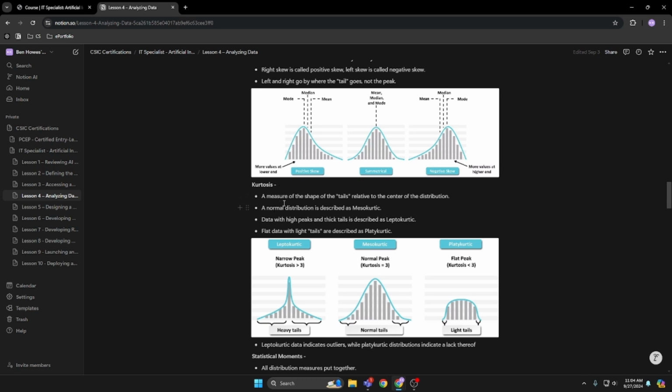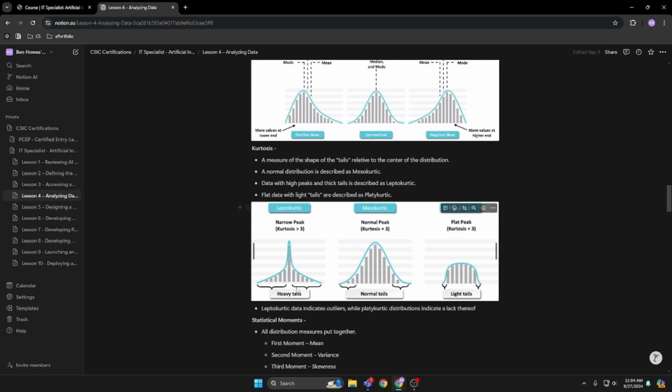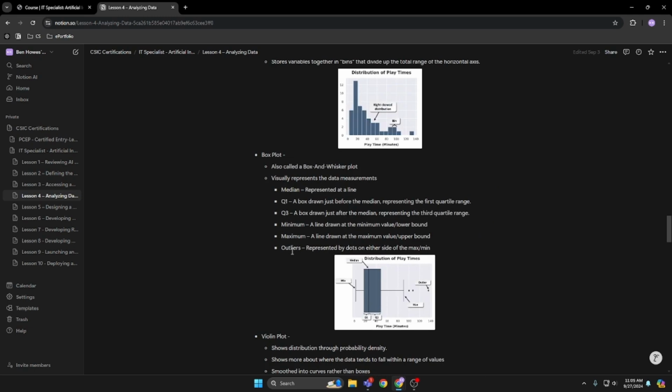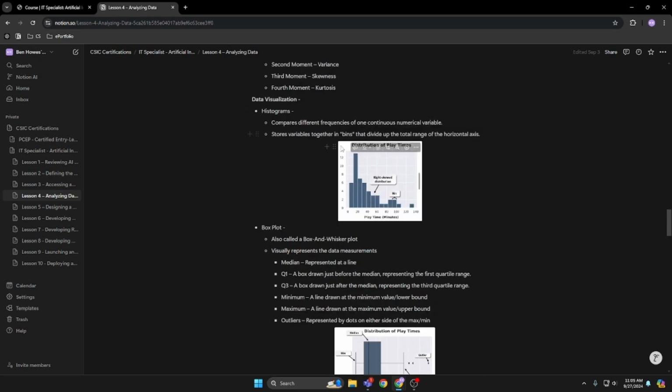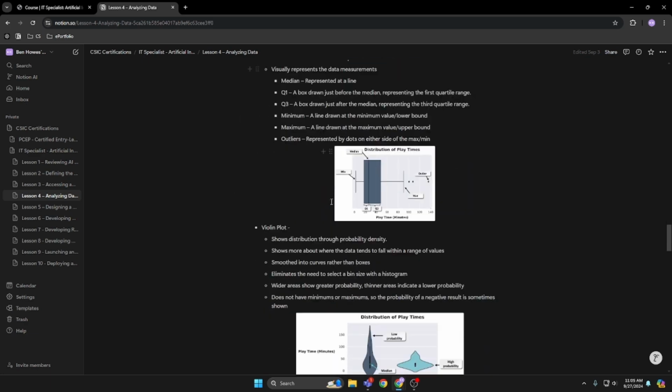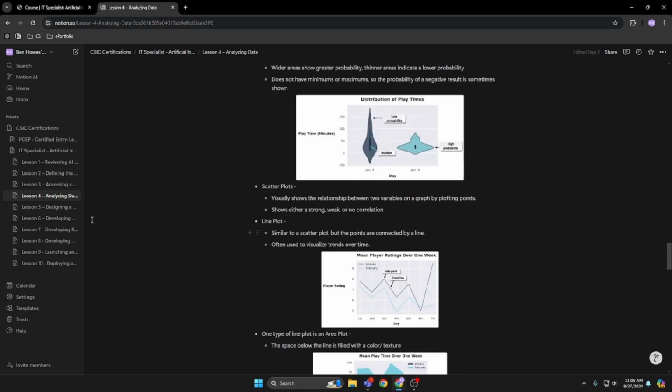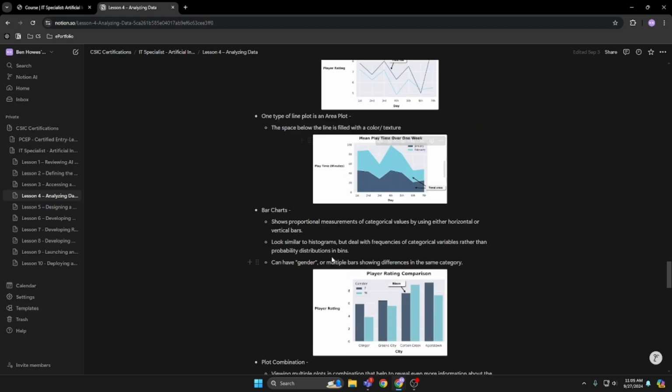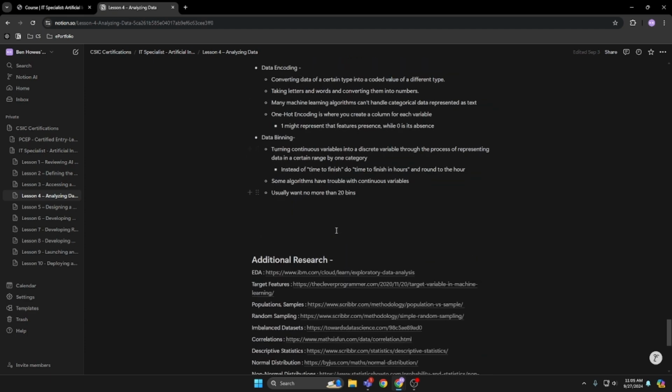I also talked about kurtosis, I think is how you say it. But pretty much just how big the tail is. So the tail would be like this little slope right here, so you can see on either end. These are heavy tails, normal tails, and then these are light tails because they're just small little curves. But yeah, it also showed a lot of different ways that you can visualize the data, like histograms, box plots, violin plots, scatter plots, line plot, and many, many others.